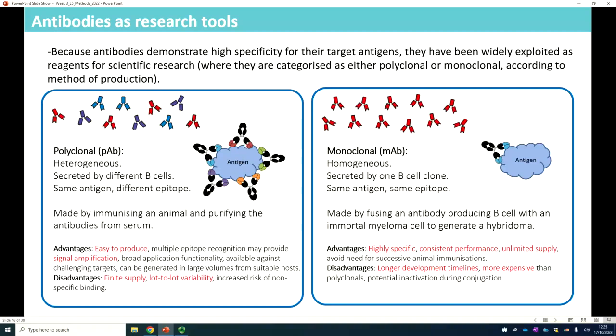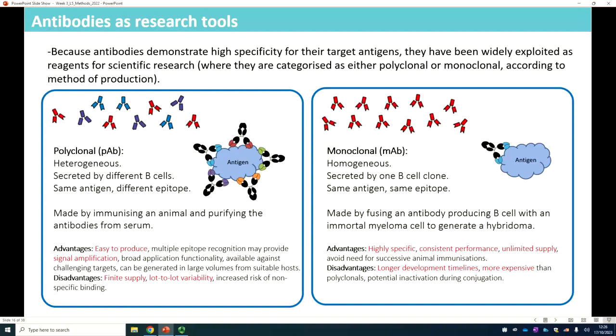And they're generated by immunizing an animal. So this can be a mouse or a rabbit or a sheep or a donkey or anything like that. And then you purify the antibodies from their serum. And that will give you your polyclonal antibody. The advantages for using this, they're relatively easy to produce. You also get multiple epitope recognition, which allows you to get sort of amplification of your signal. But there are some disadvantages. So there's a finite supply, and there's lot-to-lot variability. So let's say you find a polyclonal antibody that works really well for your protein.